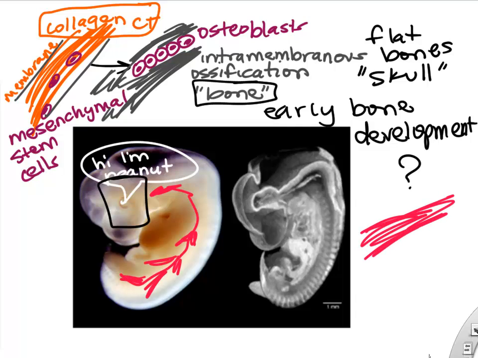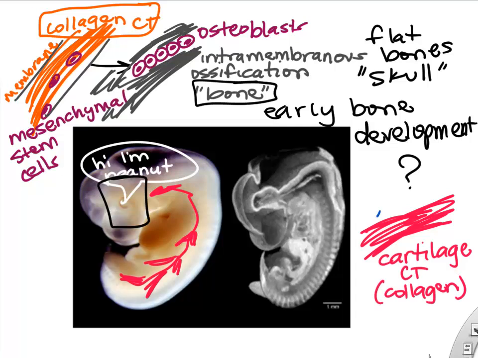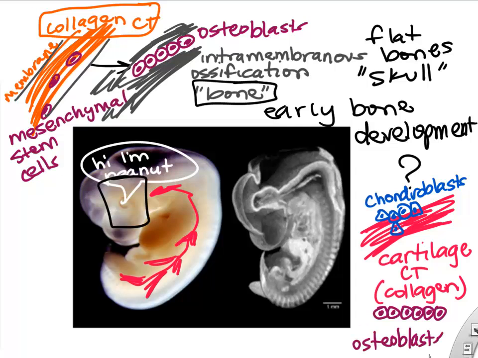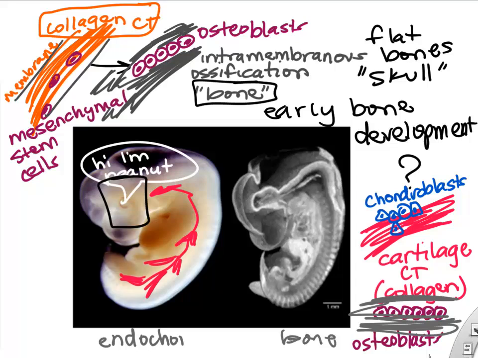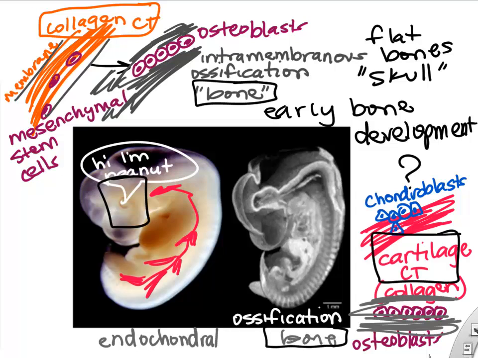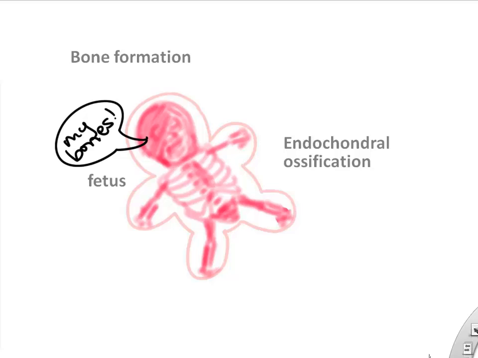How do we form the other bones in our skeleton? Well, in these cases, we start off with sort of a cartilage framework. Remember, cartilage is just collagen connective tissue too. In this case, we had chondroblasts, which might build some of that cartilage. And then we have osteoblasts that are going to turn that collagen cartilage into bone. And again, if we turn another tissue into bone, we just call that ossification. In this case, to remind us that it's coming from cartilage, we call it endochondral ossification. So endochondral ossification and intramembranous ossification is how we get our early skeleton.